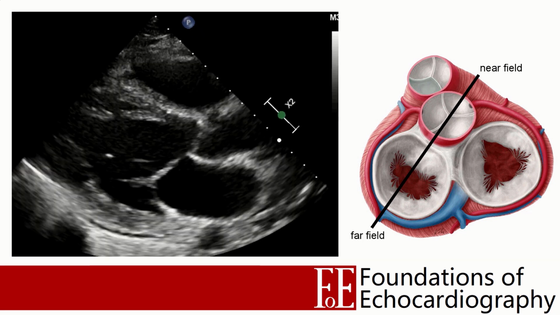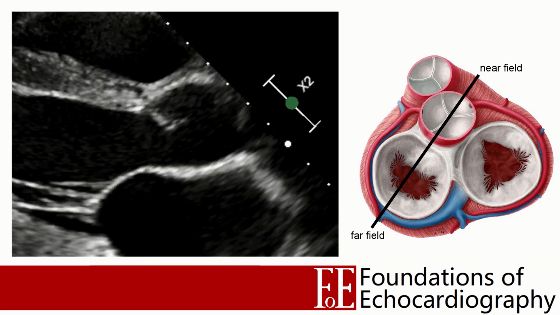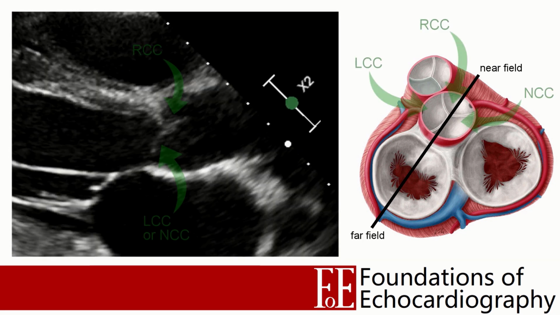So this is a parasternal long axis view, and here we can see that in the near field the right coronary cusp leaflet will always be visible, whereas the leaflet deep to this will be either the non or the left coronary cusp leaflet. And if your imaging sector is running through the centre of the valve, then you probably won't be able to tell which one you're looking at.